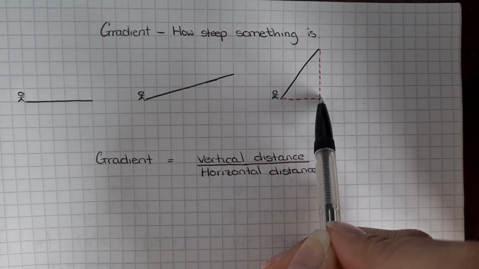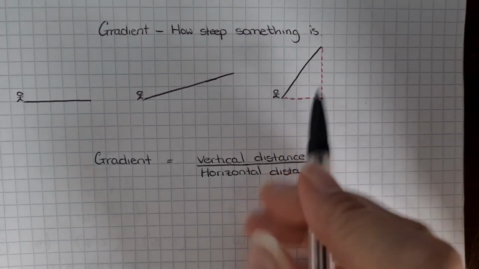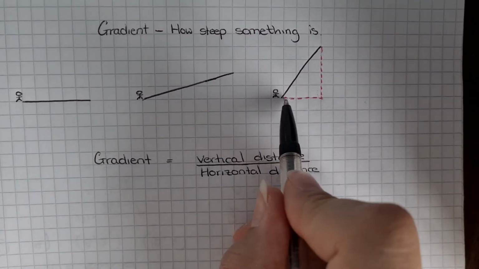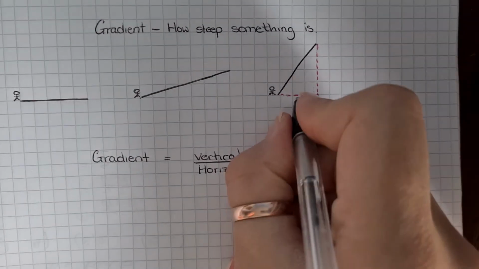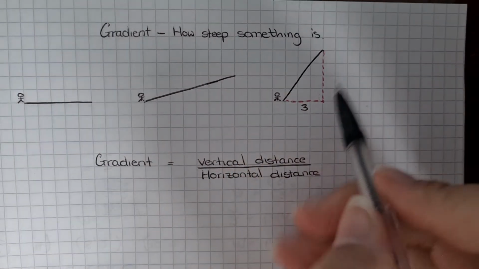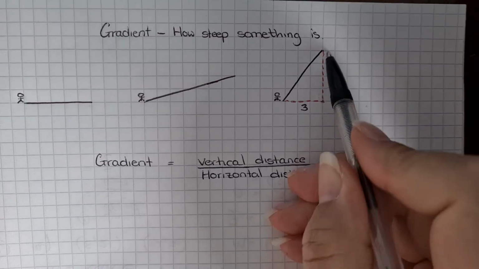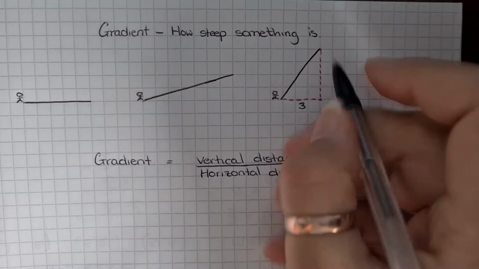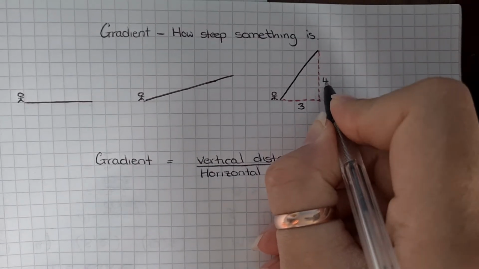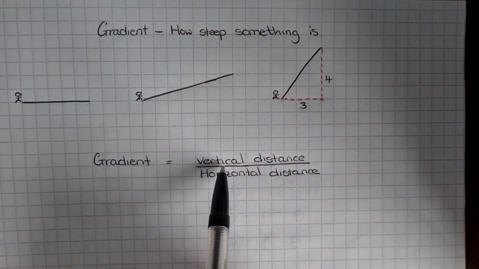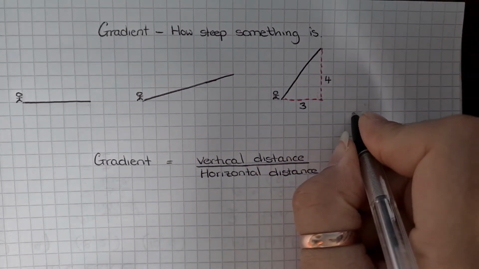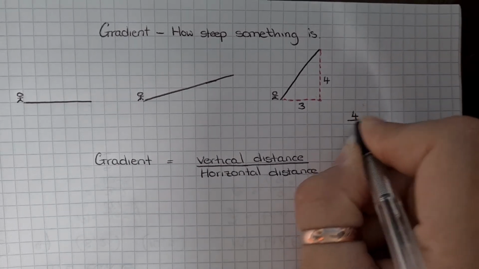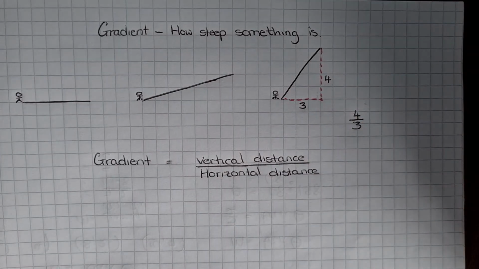So we're going to do a quick example using this one, just counting the boxes. If we count the horizontal distance, there are 3 boxes along the way. And if we count the vertical distance, which is the boxes up the way, there are 4. So our gradient is the vertical distance over the horizontal distance. So our gradient is 4 over 3.